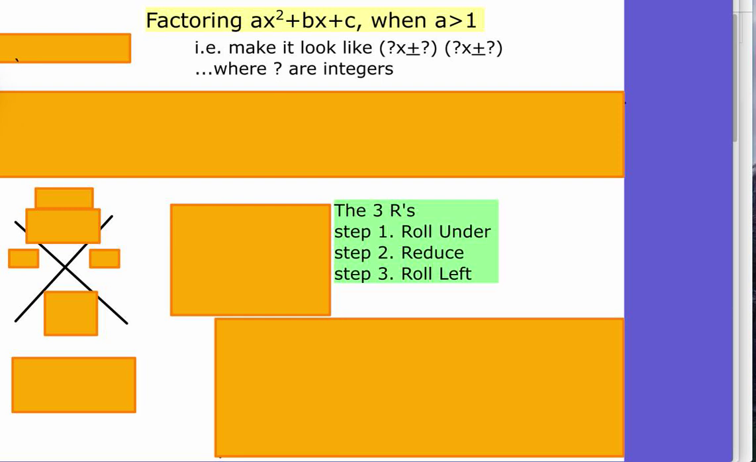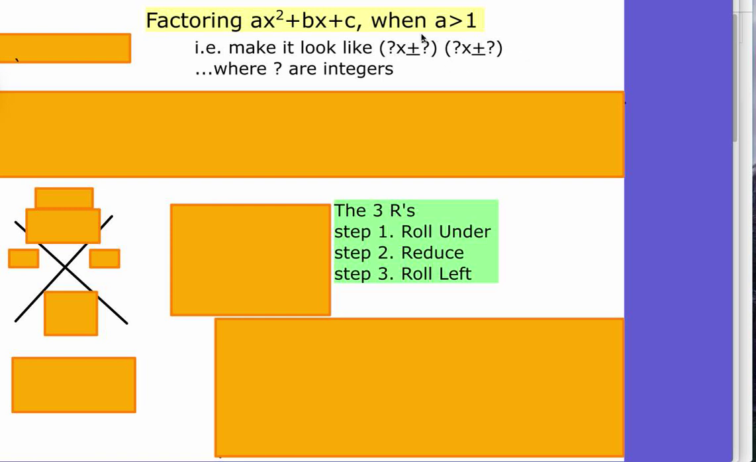Chen's video on factoring trinomials, this time when a is greater than 1. As you hopefully remember in the last video, a was set equal to 1. This time a is going to be greater than 1. And we want our final answer to look something like this right here, where we have numbers or integers substituted in for these question marks.